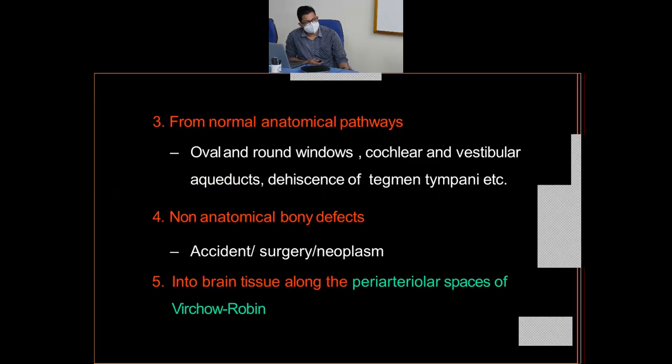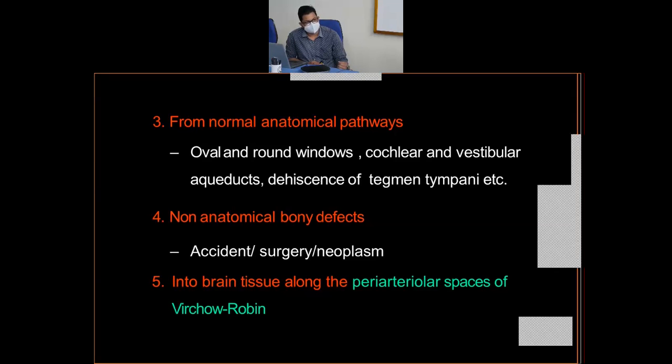Then from normal anatomical pathways, there are some dehiscences in the middle ear cavity. As you know, the oval window and round window are not bony hard structures. In the medial wall of the middle ear cavity, there is the oval window and the round window, which is just like a membrane. It's a niche, not a bony structure. So through that window, infection from the middle ear cavity can spread to the inner ear and to other structures. Then the cochlear and vestibular aqueduct: from the aqueduct, the infection can spread to the inner ear.